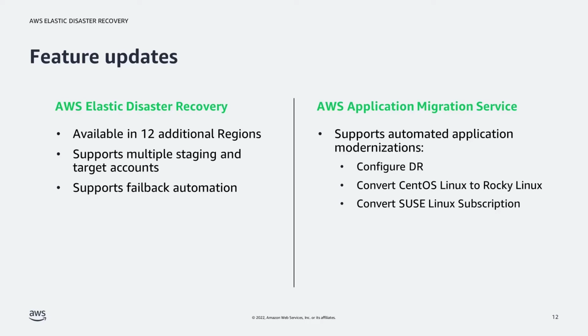The AWS MGN migration service now supports configuration of DR. As I mentioned a little bit earlier, once you are post-migrated into AWS, you have the ability to enable DR right after the migration, which is great, as long as you've configured your DRS service. There is also the ability to convert CentOS Linux to Rocky Linux, and to convert SUSE Linux to a subscription base for the MGN service.